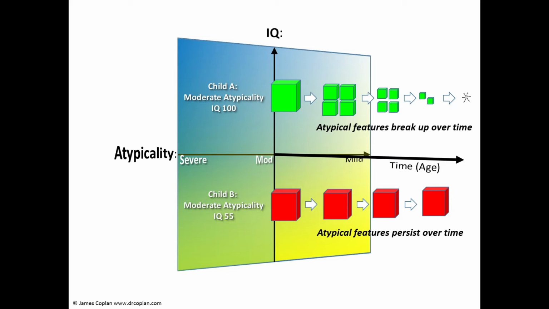But this is the overview of the relationship between degree of atypicality, level of IQ, and the evolution of symptoms over time. And I picked two kids over here. I could have started with a child with a mild atypicality and a normal IQ, or mild atypicality and significant cognitive disability, and it would be similar.